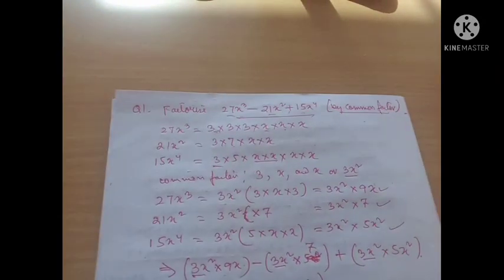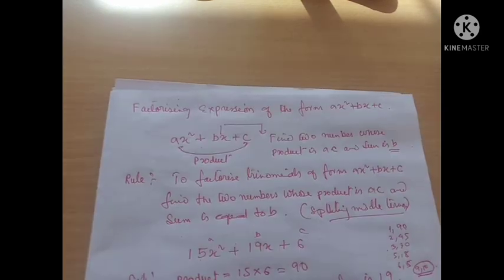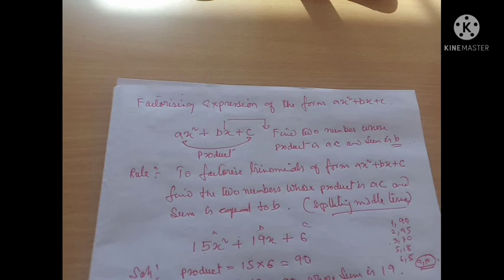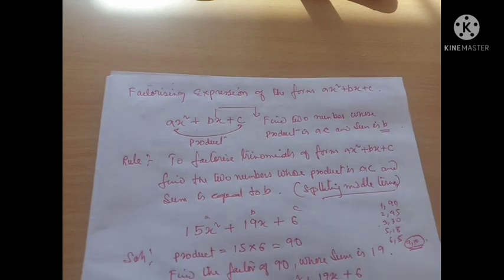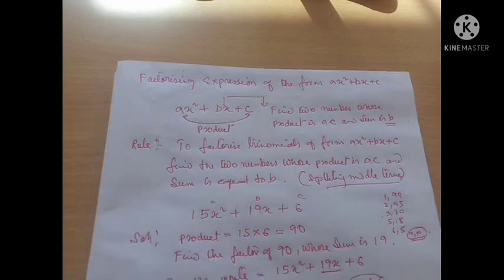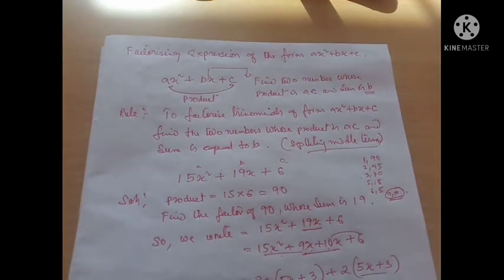These are the examples we have done. And in the last part, we have completed factorizing expressions of the form ax squared plus bx plus c, in the form of splitting the middle term. We can use this rule for factorization also. So we have completed chapter number 14 today in the third term.